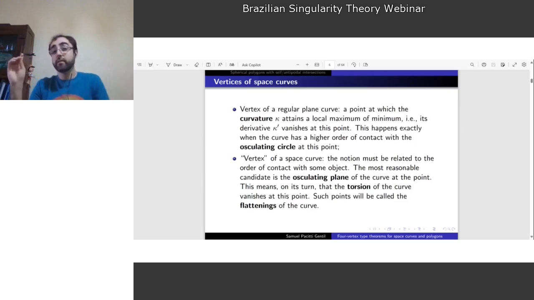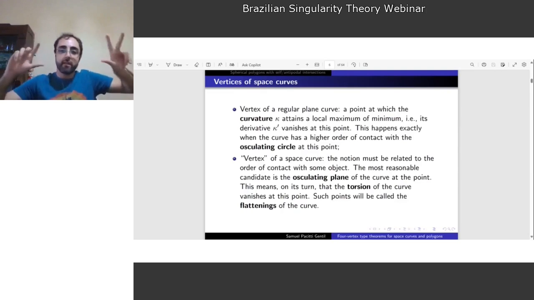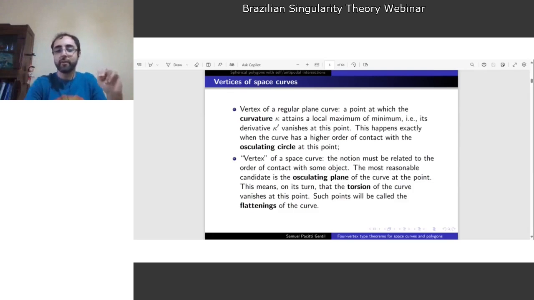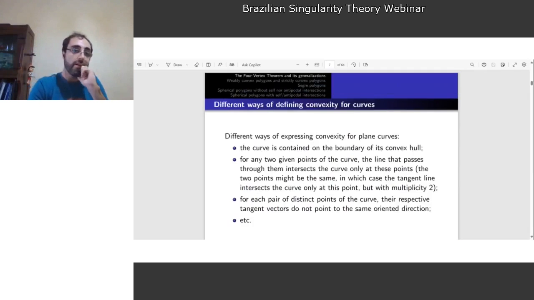But this means, in turn, that the torsion of the curve vanishes at this point. This is true: when the osculating plane has a higher order of contact with the curve at this point, this means that the torsion vanishes at that point. And from now on, instead of using the word vertex, I will use the words flattening points or simply flattenings, exactly because it has a higher order of contact with a plane. In other words, the curve is, as we can say, flat at this point. It's not flat, but almost flat at this point. It has a higher order of approximation.